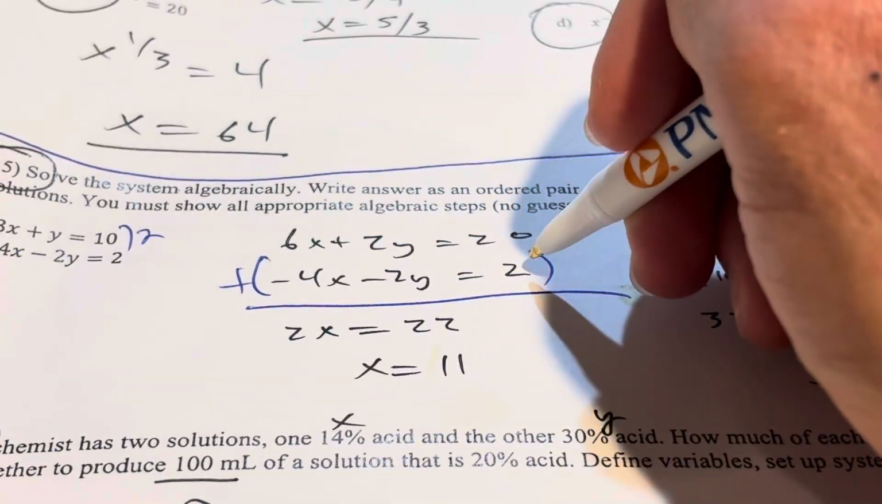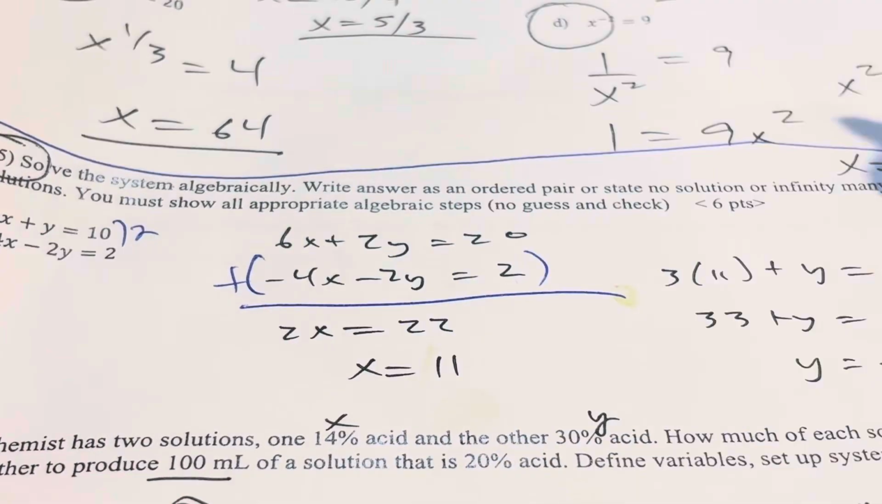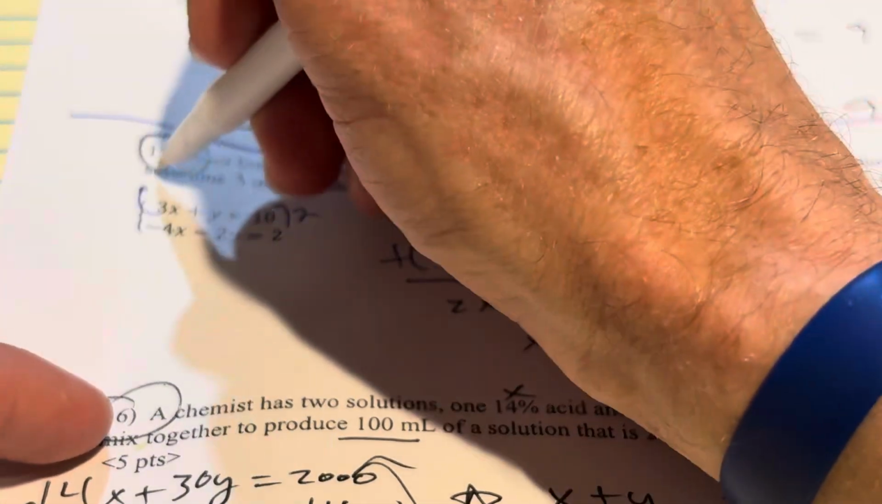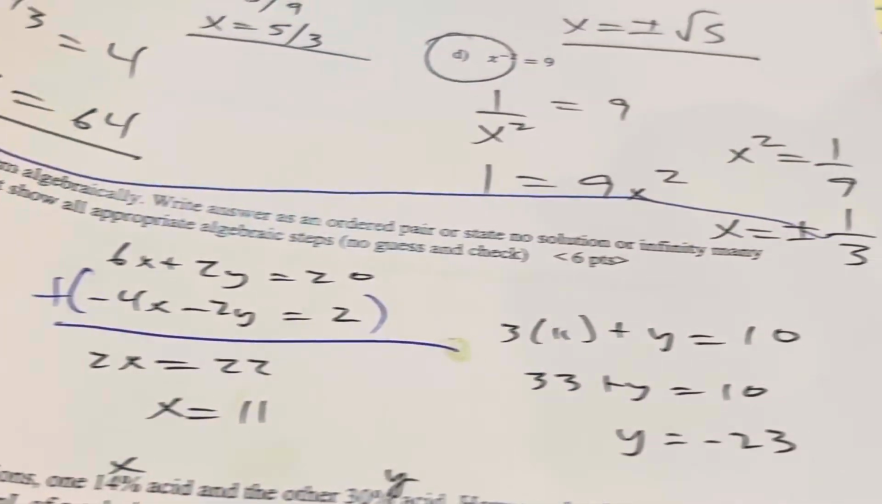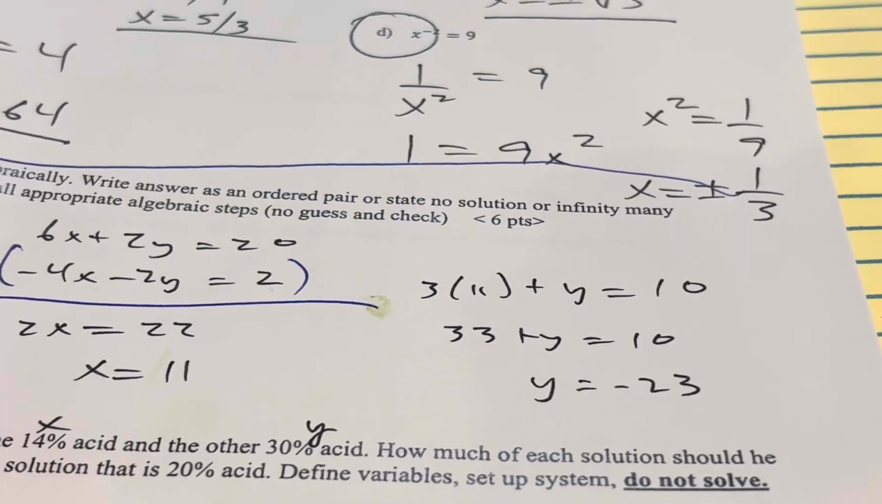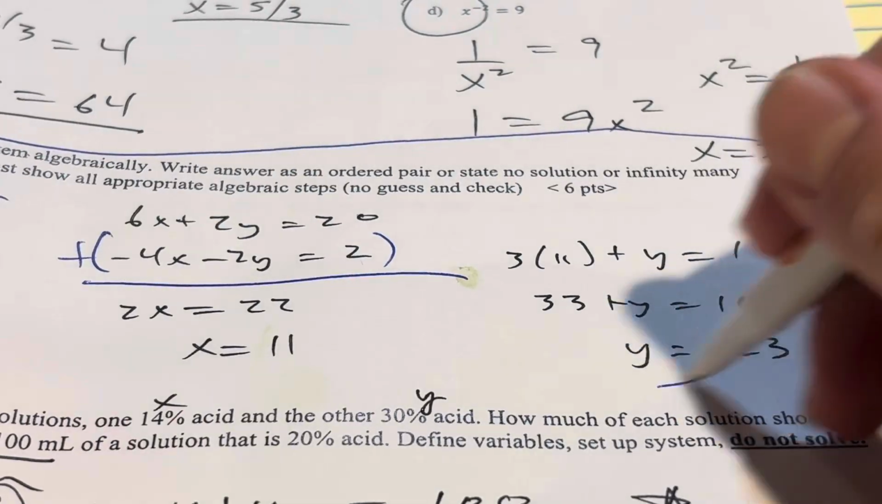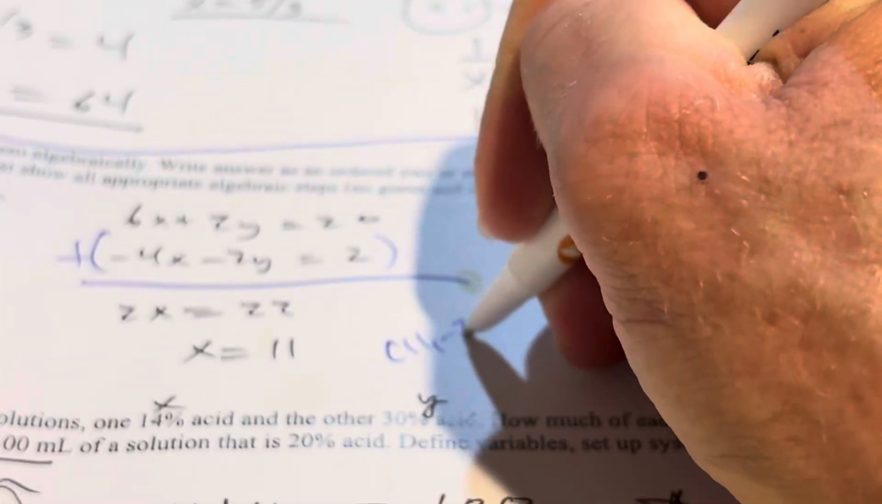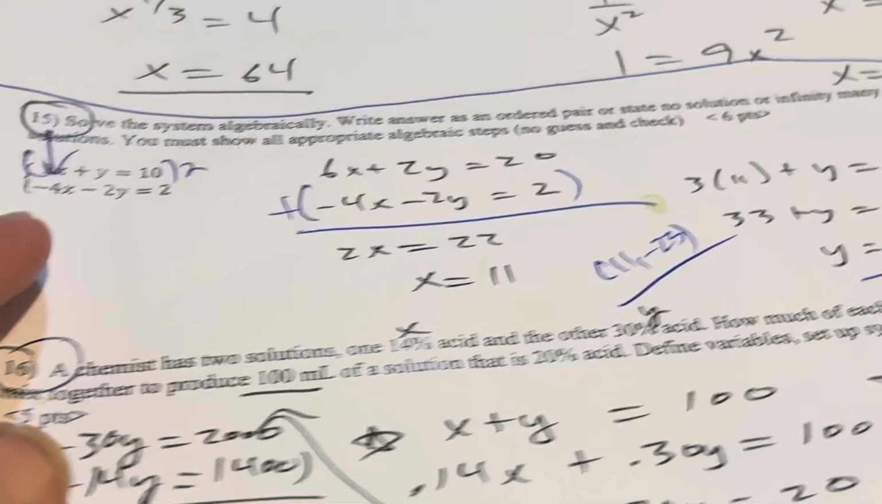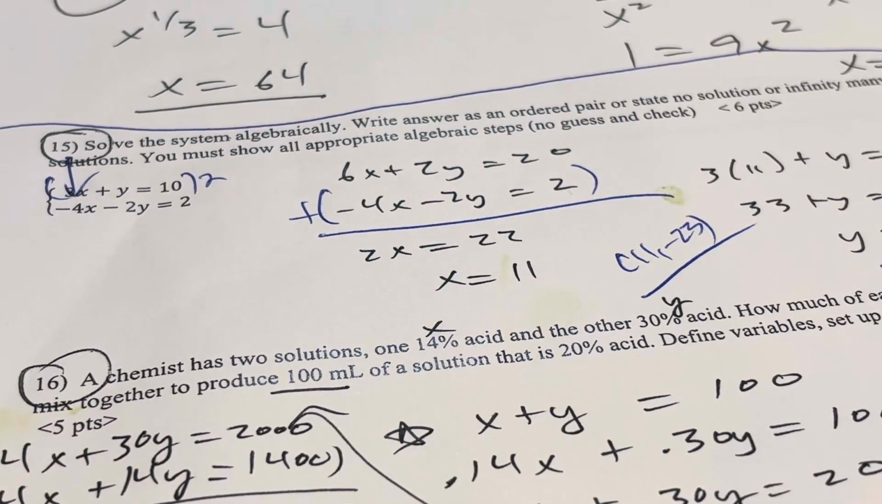I'm going to have 2x is equal to 22. X is equal to 11. I'm going to take 11 and plug it in that first equation so I can get y easily. 3 times 11 plus y is equal to 10. Y is equal to -23. So my answer is going to be 11, -23. All right, and this is a good one to end on here.